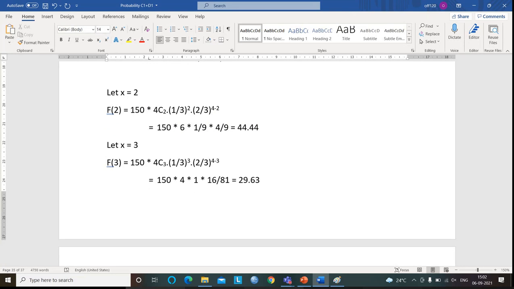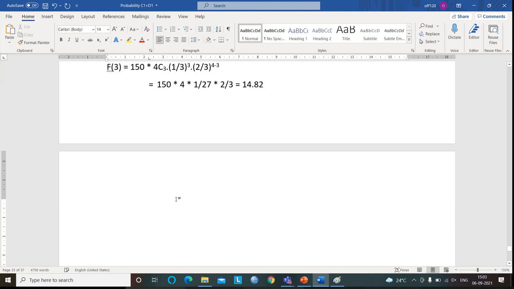150 remains same. 4C3 is nothing but again 4. (1/3)^3 is nothing but 1 divided by 27, 3 cube is 27. Then next we have 2 power 4 minus 3, that is 1. So 2 power 1 is nothing but 2 divided by 3 power 1, which is also nothing but 3. Then this calculation value comes to 14.82. And the last value we have to substitute is x is equal to 4.